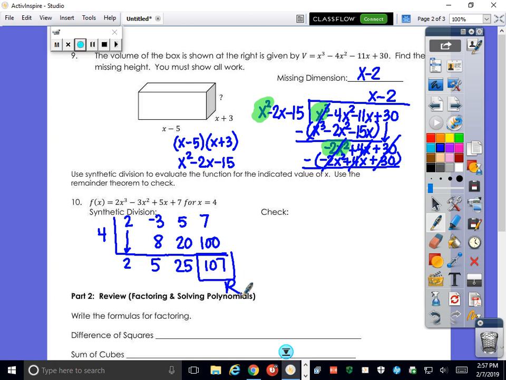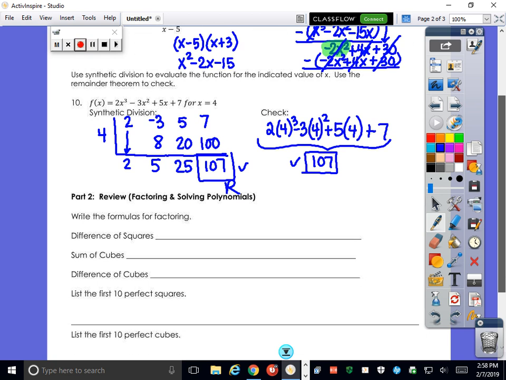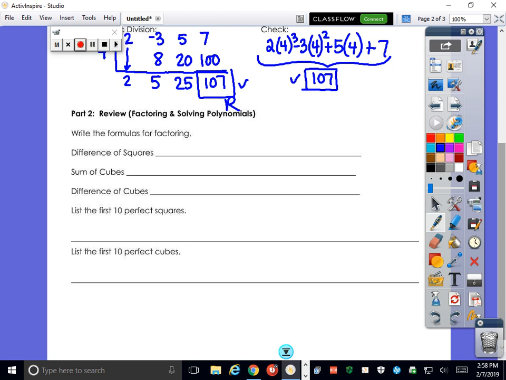We want to check that when I substitute a 4 into our equation, or our function, I get a 107 when I do the math. So if I put this in my calculator or do the math by hand, we actually do get a 107. If you'll notice, they check out. So on that problem, 107 would be the answer, what's boxed.